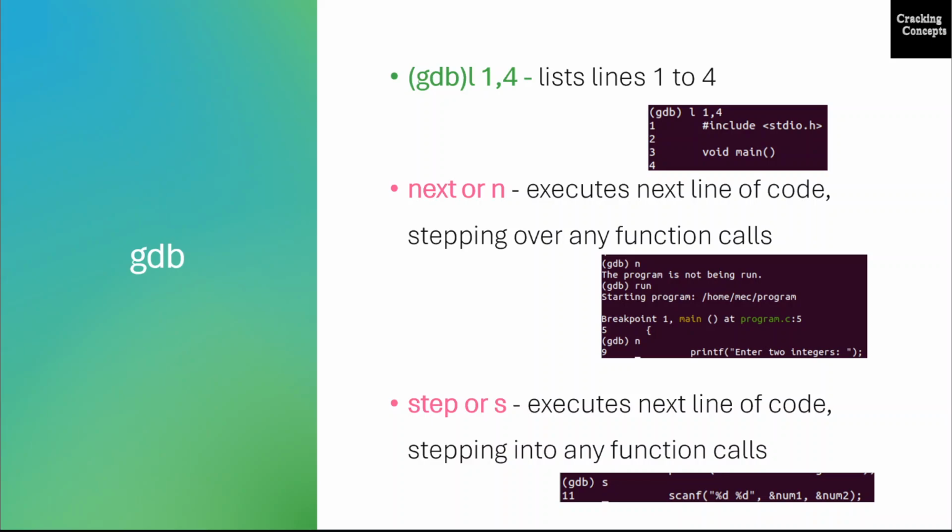So the next option, step or S, will also give a somewhat similar output as next. Step or S is used to execute the next line of code, stepping into any function calls. Giving the option S, it will give the next line of code which is executed.